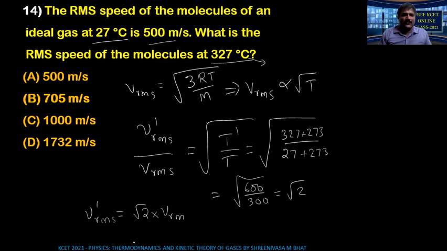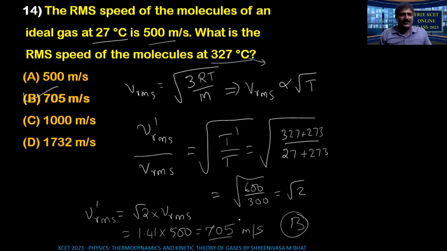Now the value of VRMS in the initial case, first case at first temperature 27 degrees Celsius, is 500. When you multiply 500 with 1.4, you get approximately 700. Little more than 700, say, because 1.4 into 500 is 700, and the actual value is more than this. So 705 meter per second. Option B is the correct answer for question 14. Okay, I can go to the next question.